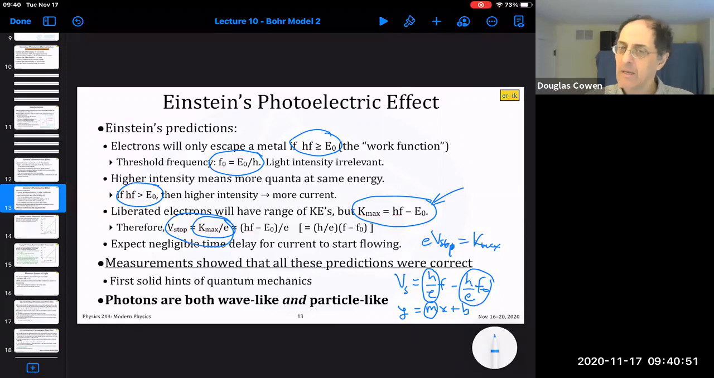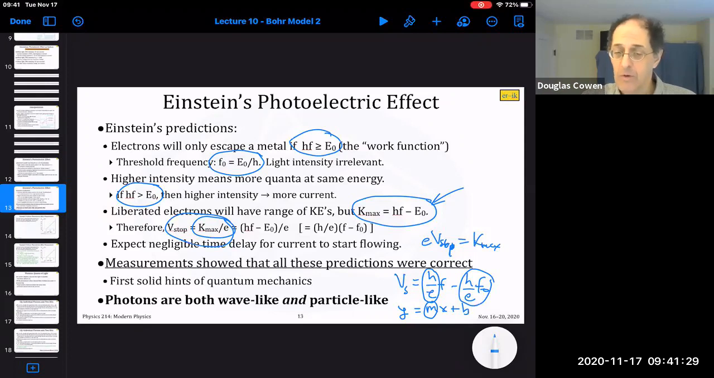So as I said at the beginning, measurements showed that all these predictions were correct. And this provided the first solid hints that things were different at the subatomic scale, or I should say the atomic scale, than they were at the macroscopic scale. So this was the first hint that Newtonian mechanics is not quite right, because we have this wave-like particle, the photon, which is wave-like, we know, because it interfered and diffracted and so on. But here it's behaving really like a particle.